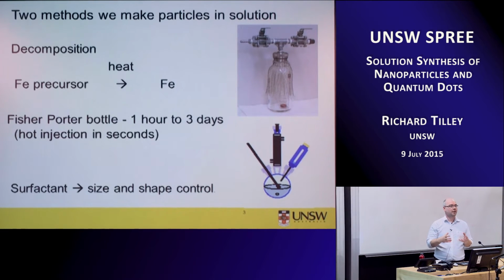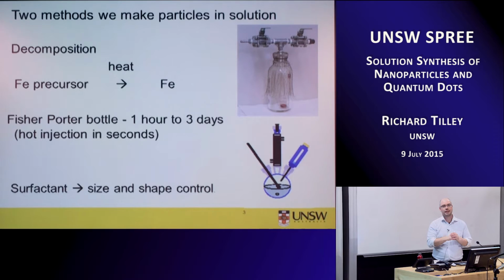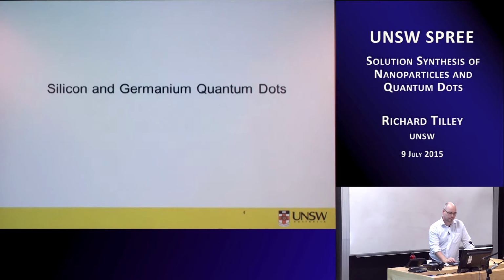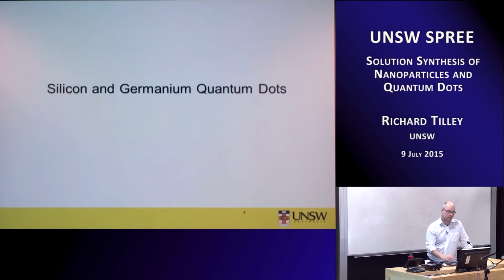When we do our reactions, like all chemists for these synthesis protocols, we always put in some surfactant, and it's our surfactant that's really trying to control the size and the shape of the nanoparticles that we make. Okay, so I'll talk mainly about the work that we've been doing making some quantum dots and some optical materials.